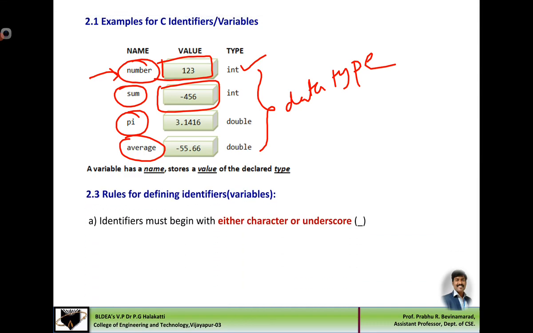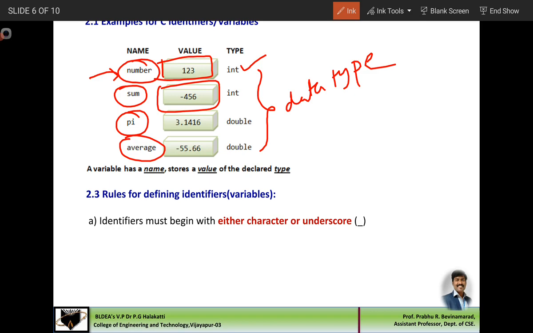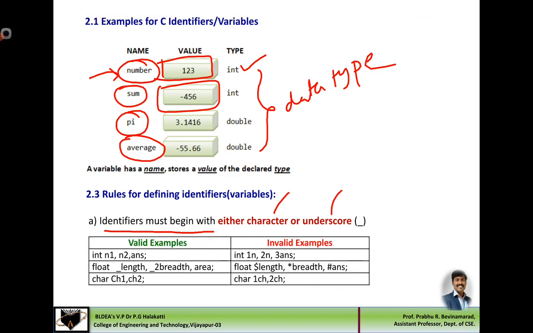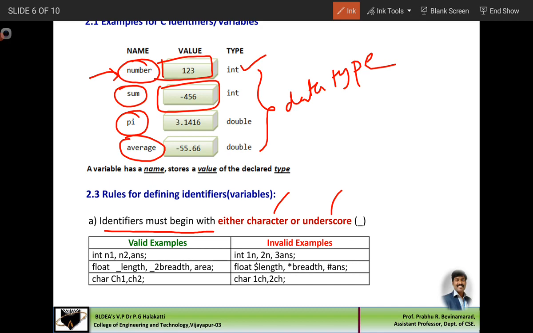The first rule specifies that the identifier must begin with either a character or an underscore. Whatever variable name we choose, it must begin with either an underscore symbol or a character. Now let us look at some examples which are valid variable names and which are not valid variable names.